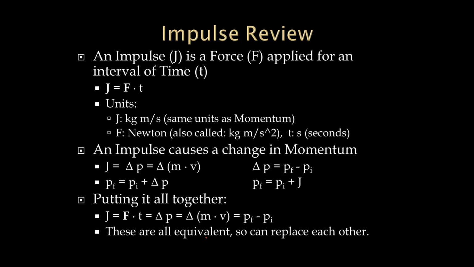And remember that these are all equivalent. They've got equal signs between them. So one can replace the other. We could say that impulse is equal to change in momentum. We could say force times time is equal to our final momentum minus our initial momentum.